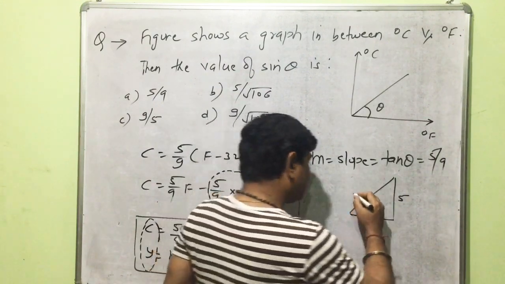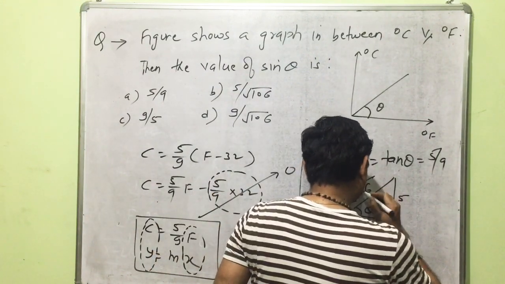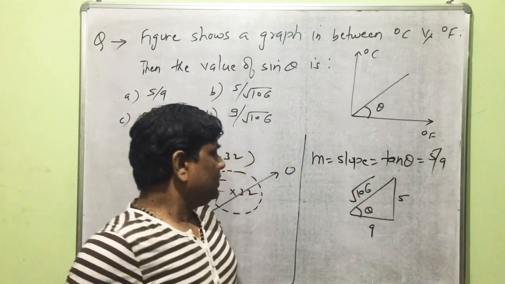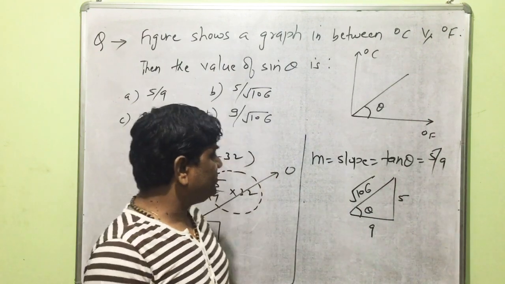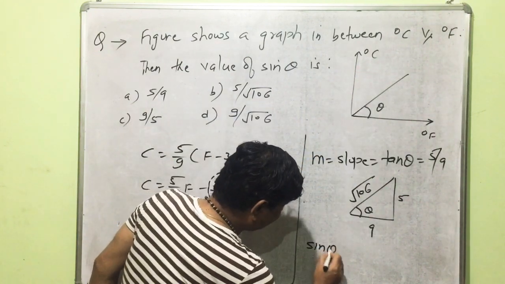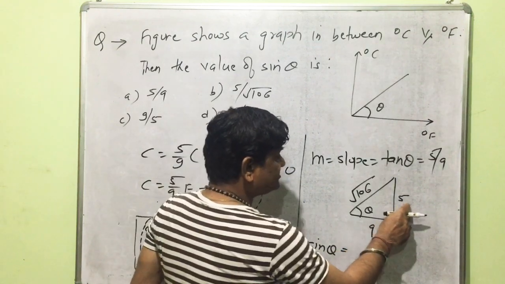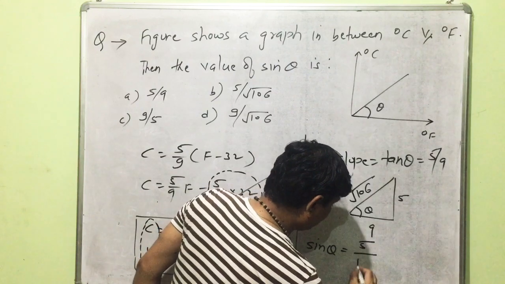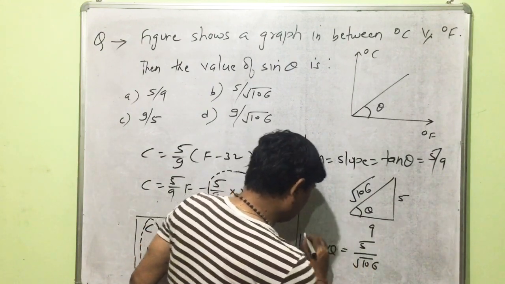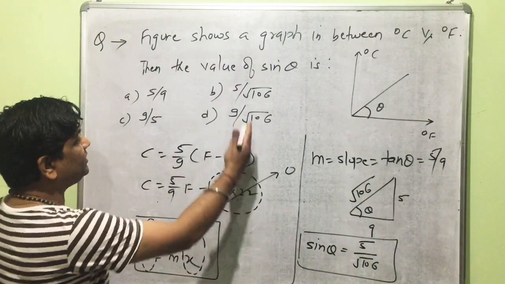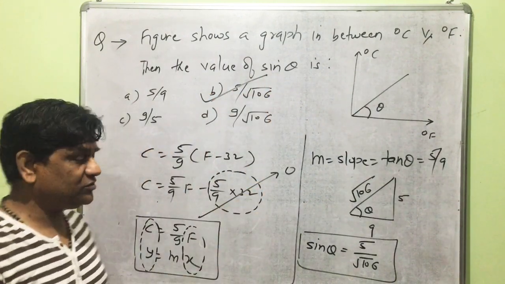Now by Pythagoras theorem, this hypotenuse will become equal to root over 106. Now with this value root over 106, what we require here is the value of sine theta. Yes, tell me now, what is the value of sine theta? It is equal to P upon H, 5 by root over 106. So that was the required value in the question. Sine theta is equal to 5 by root over 106.